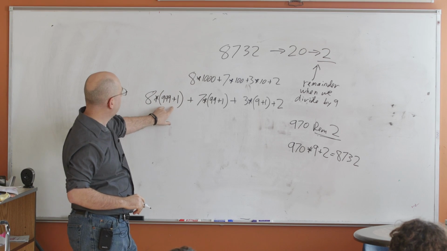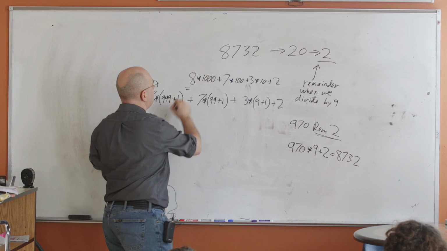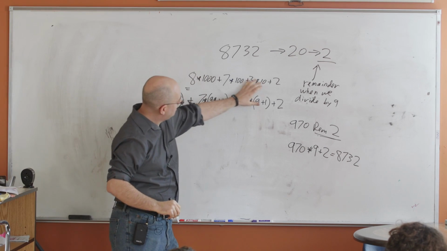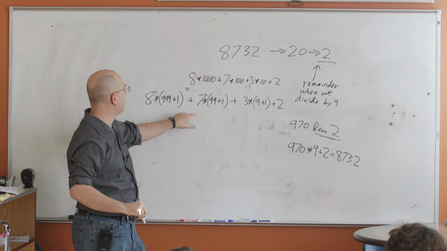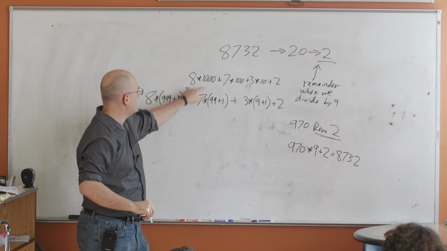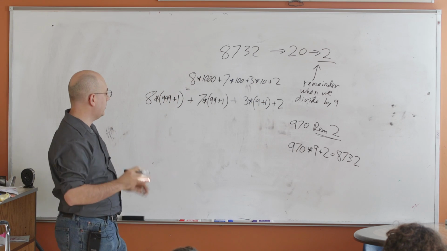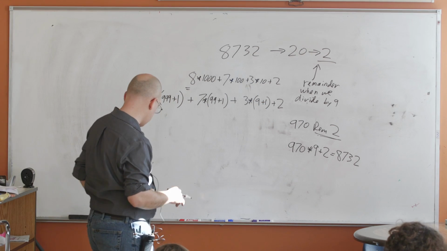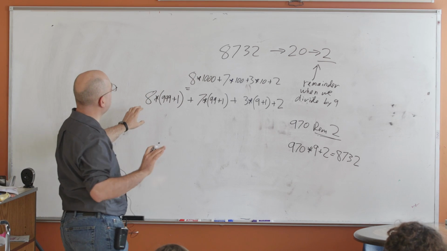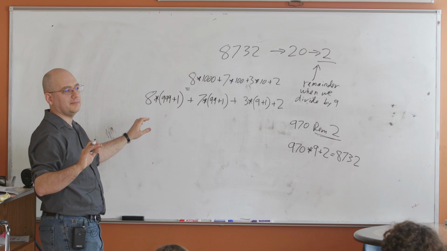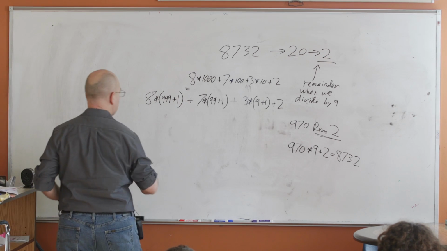Take a moment and see that I've done absolutely nothing yet. This expression is the same as this. 999 plus 1 is the same as 1,000. 99 plus 1 is 100. 9 plus 1 is 10. I've just rewritten the thing. Totally harmless. And now, what's the rule? The rule I'm going to use starts with a D. Distributive rule. Told you it was important.